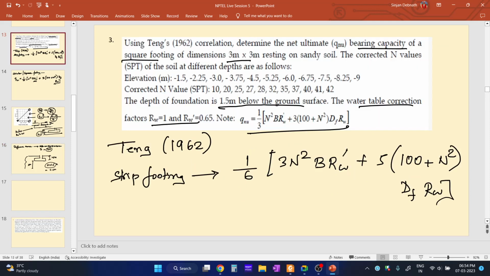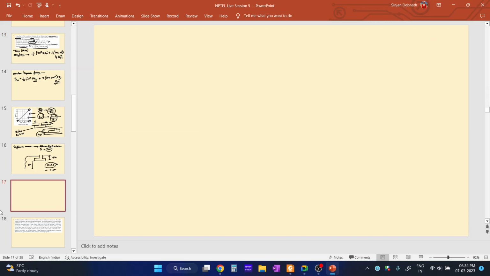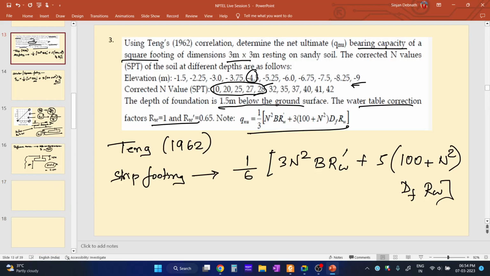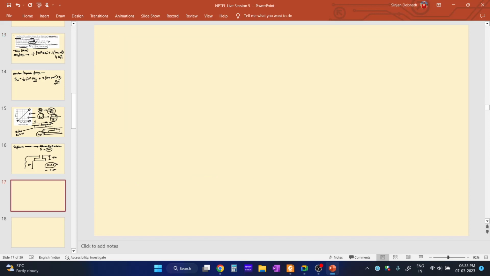See, up to 9 meter SPT values are given, right? We need to consider up to 4.5. That means we need to just average out these values only. Up to 4.5, we need to find out the average SPT value. So what is the average SPT value up to 4.5 meter depth? That is 10 plus 20 plus 25 plus 27 plus 28 divided by 5.